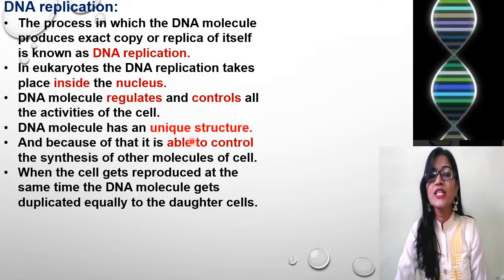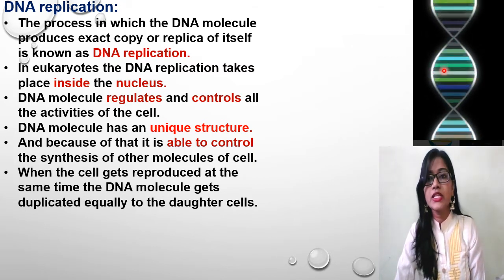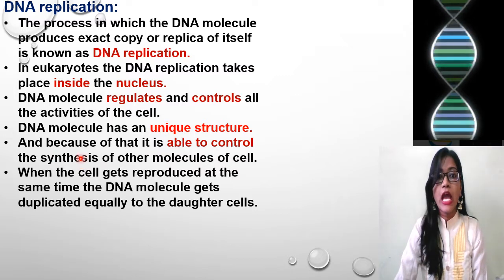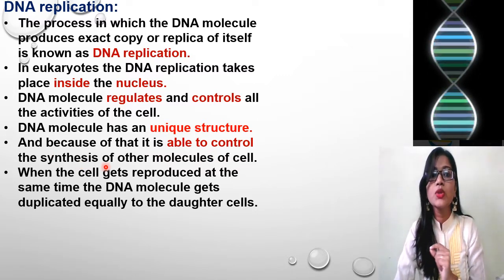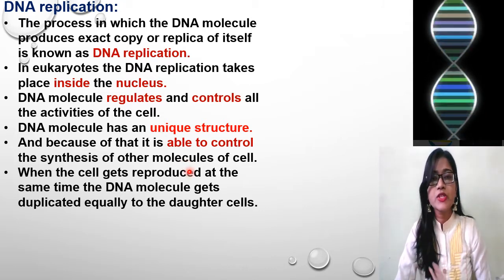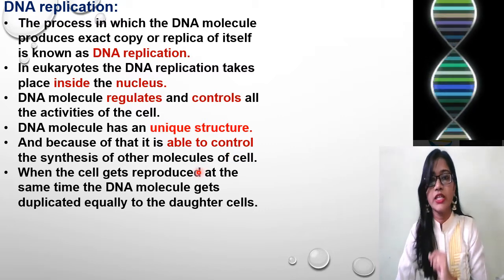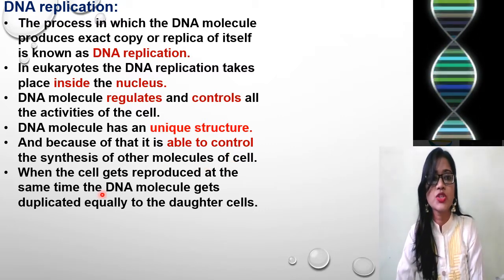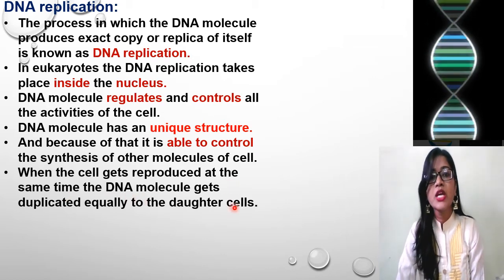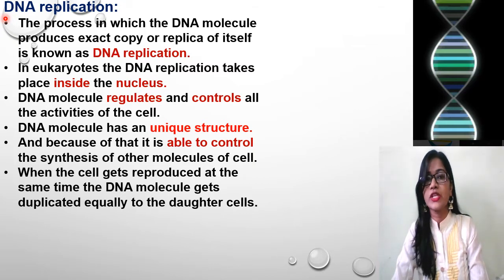The DNA molecule has a unique structure. It is double-stranded and a helical structure, right? Because of that, it is able to control the synthesis of other molecules. All the molecules present inside the cell have their synthesis controlled by the DNA. It contains the genetic information. So when the cell reproduces, at the same time the DNA molecule gets duplicated equally to the daughter cell.